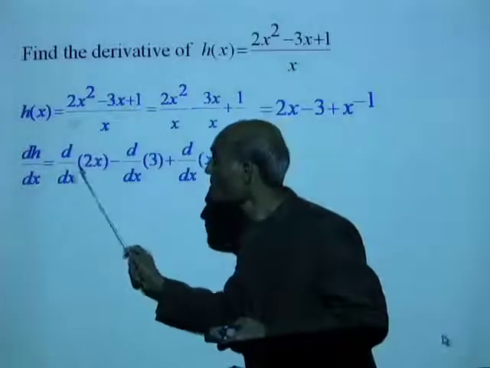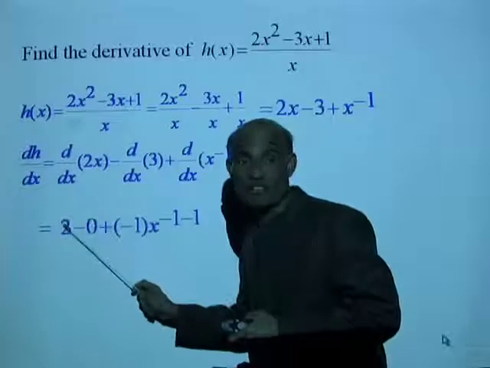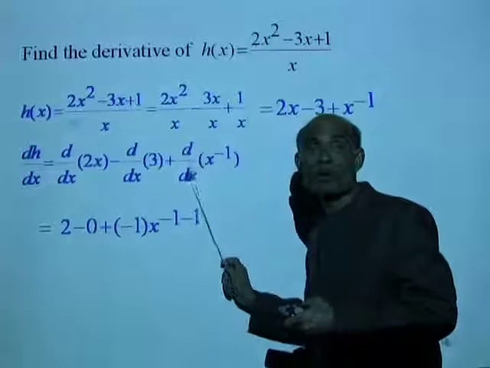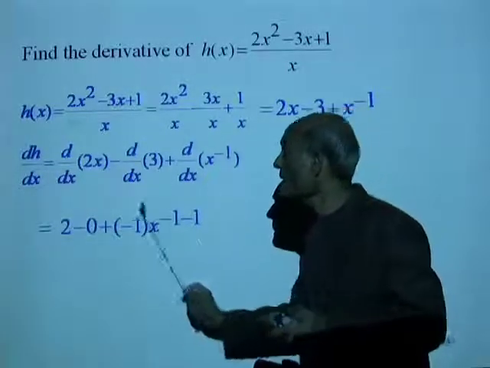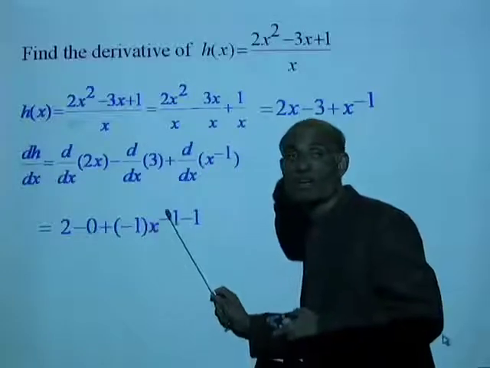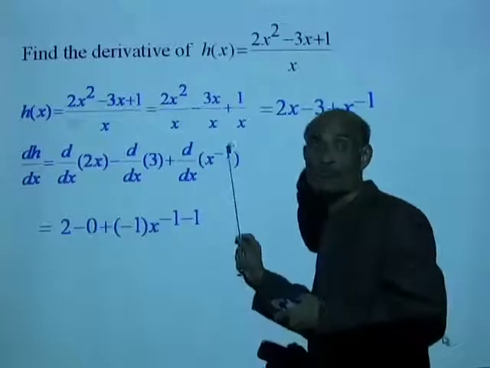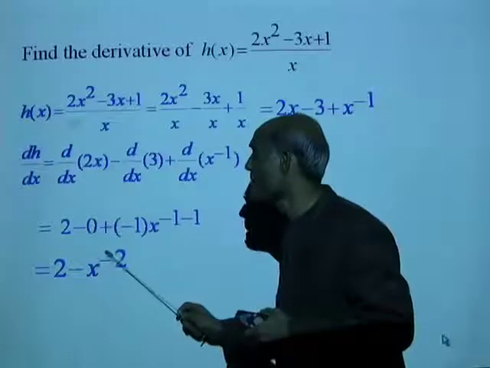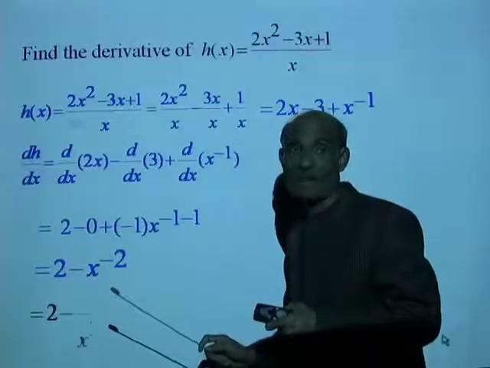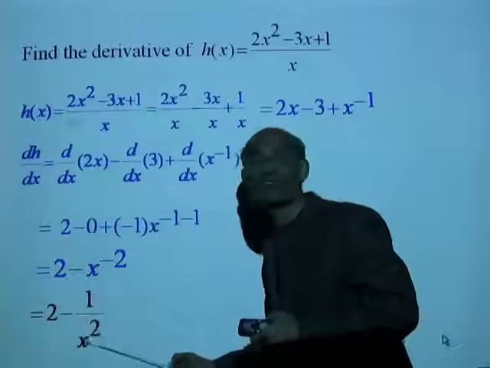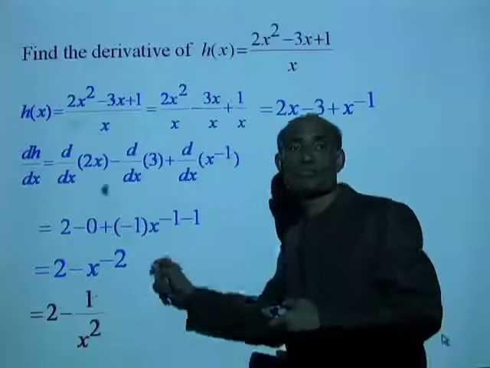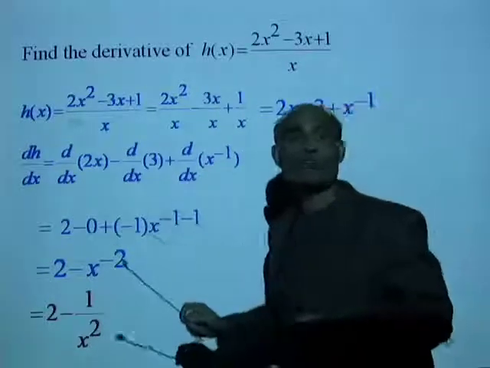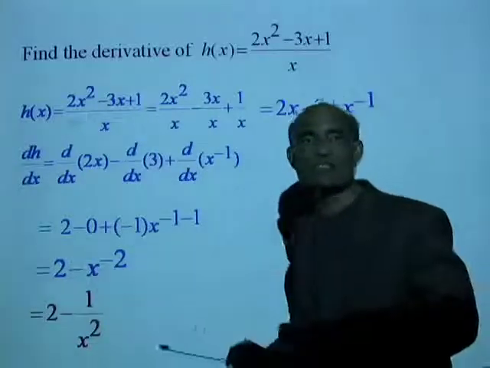Okay, what is the derivative of 2x with respect to x? That is 2. The derivative of 3 with respect to x is 0. And the derivative of x to the power of negative 1 is negative 1 times x to the power of negative 1 minus 1, right? Power rule. And that will be 2 minus x to the power of negative 2. And that will be 2 minus 1 over x squared. And this is the derivative of this function. All right, try this a couple of times on your own and make sure that you understand each of these steps.